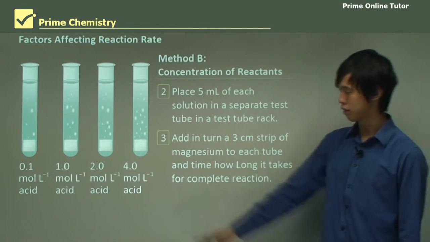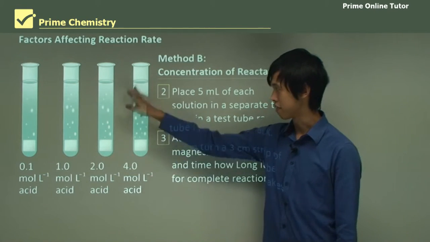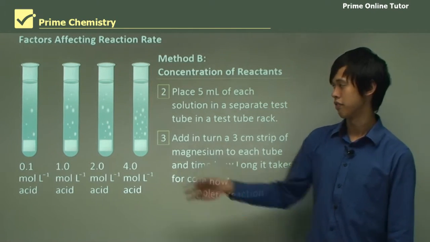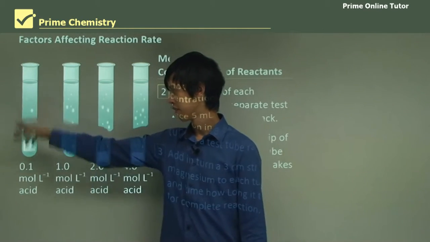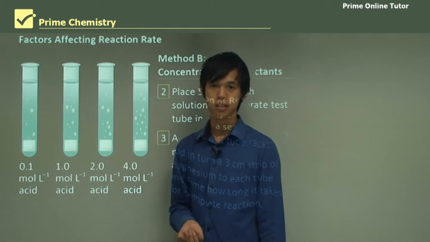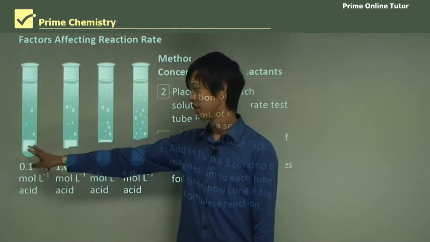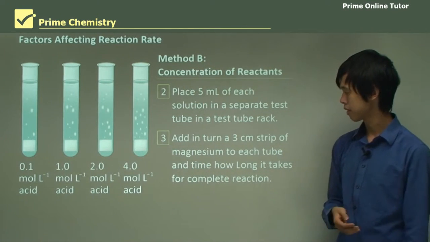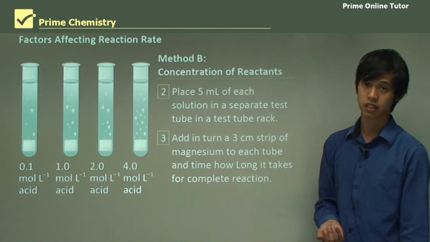And what you'll notice is the one with the most concentrated acid will have the most bubbles, and it'll probably happen the fastest as well. And obviously the one with the lowest concentration will have less bubbles, and it'll take a lot longer for this magnesium to completely dissolve. If at all, if it completely dissolves at all.